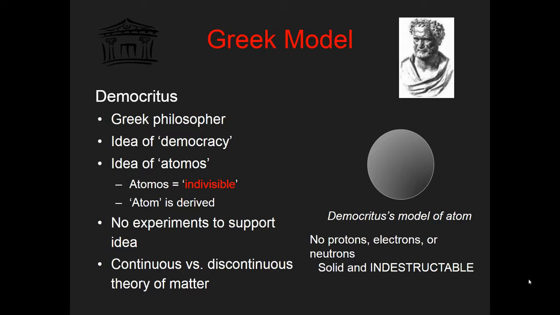His idea of an atom was a three-dimensional sphere. Small, tiny particles that could not be destroyed. It was a solid particle. He did not know anything about protons, electrons, or neutrons. He just said this was the smallest particle you could have of matter, and there could be different types of atoms, but all matter was broken down into these small individual particles.